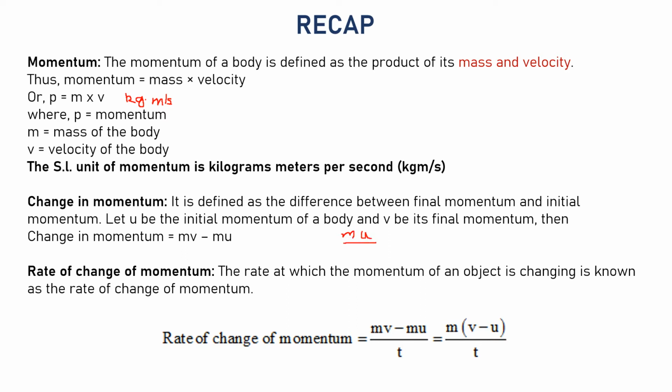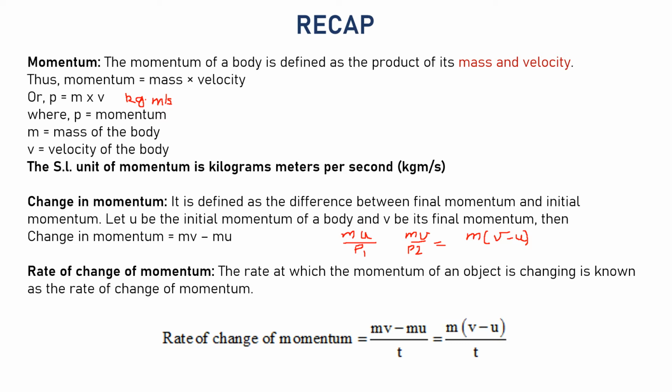The initial momentum will be p1, which is m u. When a force is applied, the body starts moving with a different velocity. Let's take the other velocity as the final velocity v, and the momentum will be p2, which is m into v. The change in momentum will be, let's take mass outside, which is common, and v, that is final velocity minus initial velocity. So the change in momentum will be m within the bracket v minus u.